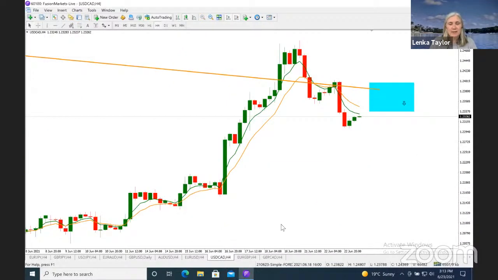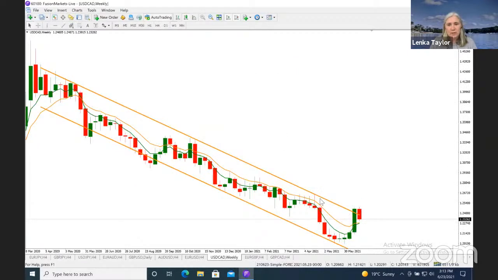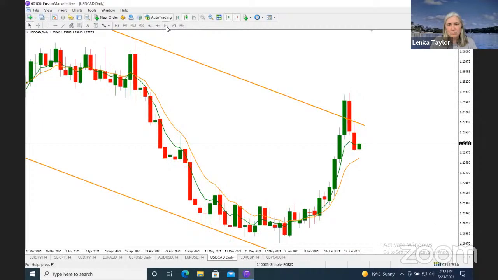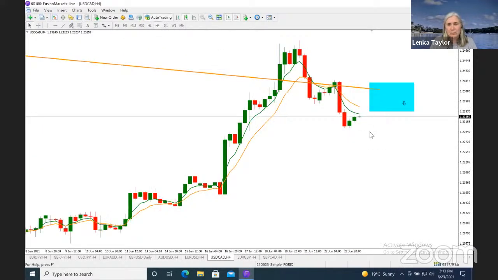USD CAD, next currency pair I'm looking at. So this one is looking at a short. We're now at the top of the channel, still in a downward trend. So in terms of the setup on the 4-hourly, I'm looking for a bit more of a pullback, possibly up to that level, or just a few more bars up, and then looking for a short.